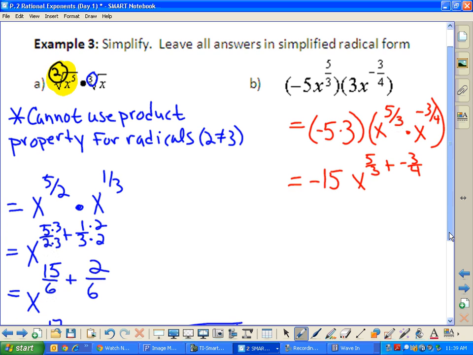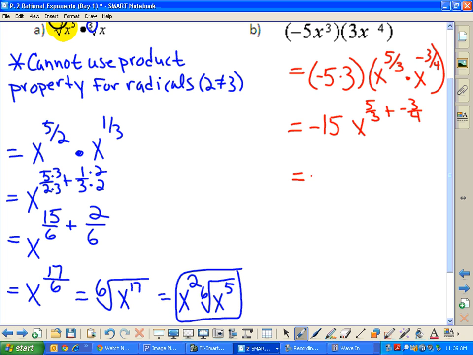It's a little irritating because the denominators aren't the same, so I'm going to show a little bit of scratch work. Common denominator for 3 and 4 is 12. That's the smallest number they both go into. And then if I want to turn 3 into 12, I have to multiply it by 4. What I do to the bottom, I also have to do to the top. So 5 times 4 gives me 20. And then if I want to turn 4 into 12, I have to multiply it by 3. What you do to the bottom of a fraction, you must also do to the top. 3 times 3 gives you 9.